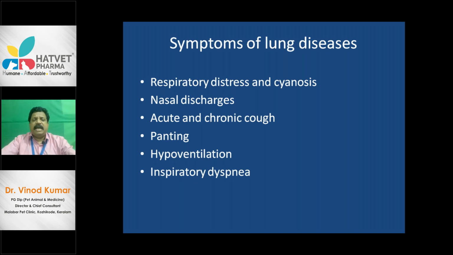So respiratory distress and cyanosis is the number one symptom in a lung disease, whether it is acute or chronic. Cyanosis means, as we know, when there is reduced oxygenation of blood, the tissues will be discolored. There will be a slight bluish tint. It will not be blue like this. Only there will be a slight bluish tint. This bluish tint we term as cyanosis.